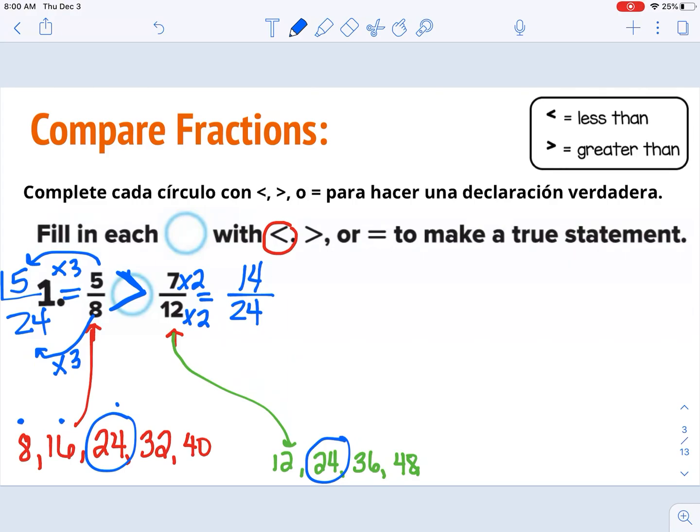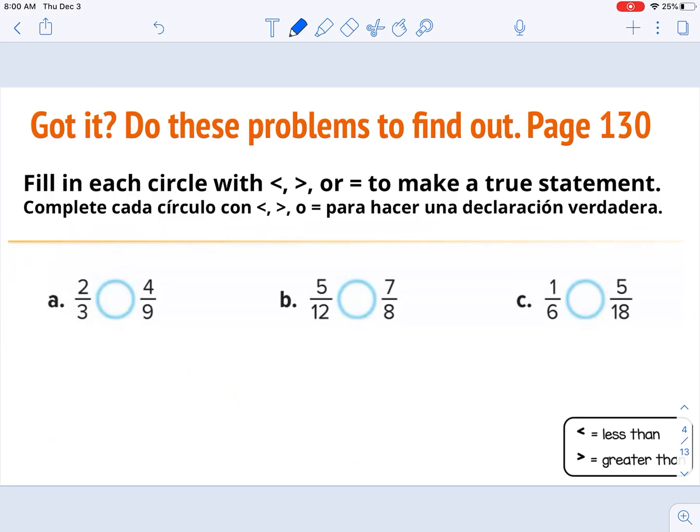Let's look at some more examples. These are the Got It problems in your book on page 130. So if you want to try along with me, I highly encourage you to do that. Pause the video if you ever need to.